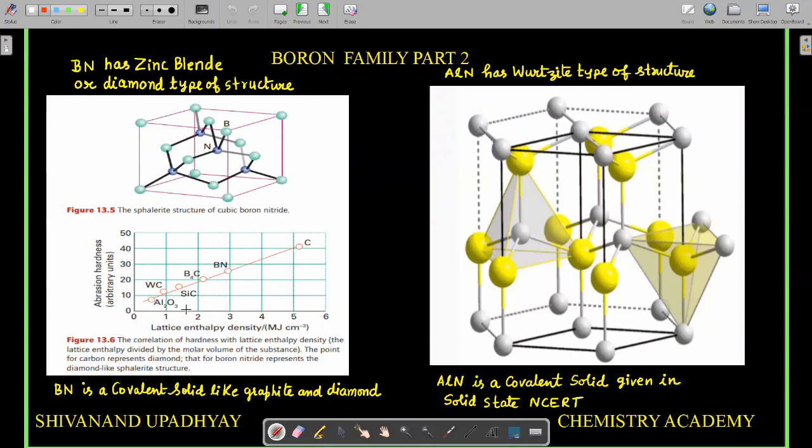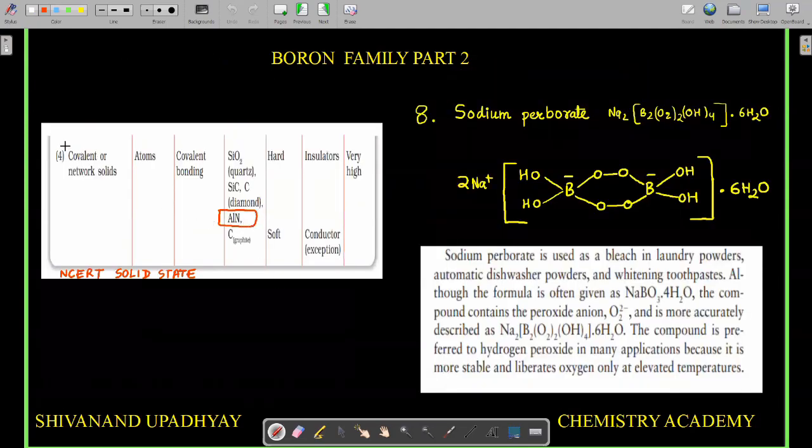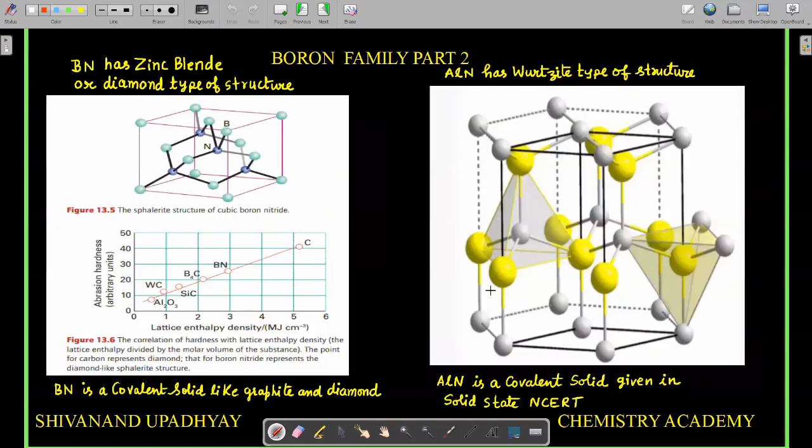So for hardness, you can see here, this is known as corundum and this is known as carborundum. This is tungsten carbide. This is boron carbide, a covalent carbide used in bulletproof jackets. This is boron nitride and this is diamond, right? So boron nitride is a covalent solid like graphite and diamond. Now this structure is not mentioned in NCERT, but in NCERT, in a table, they have discussed covalent or network solids, where they have discussed aluminium nitride, because most students will be confused: aluminium is a metal and nitrogen is a non-metal. So most of them can write that this is an ionic solid, but it is not an ionic solid, it is a covalent solid, and this is the structure.